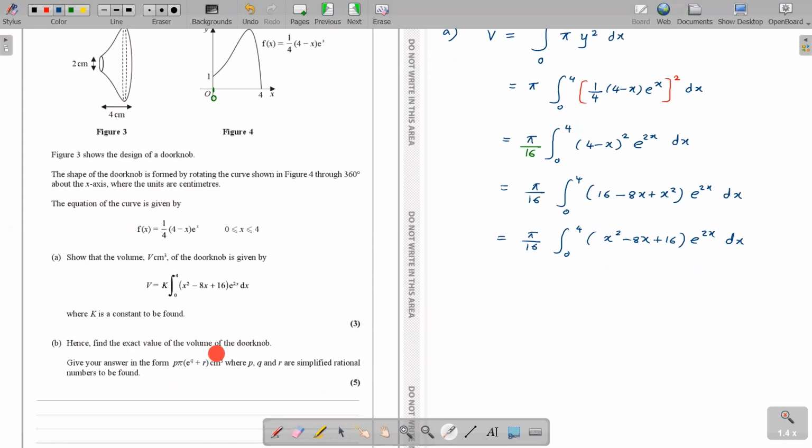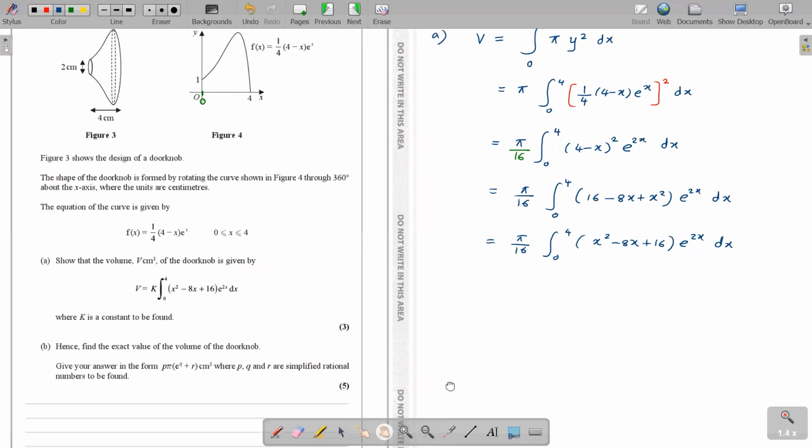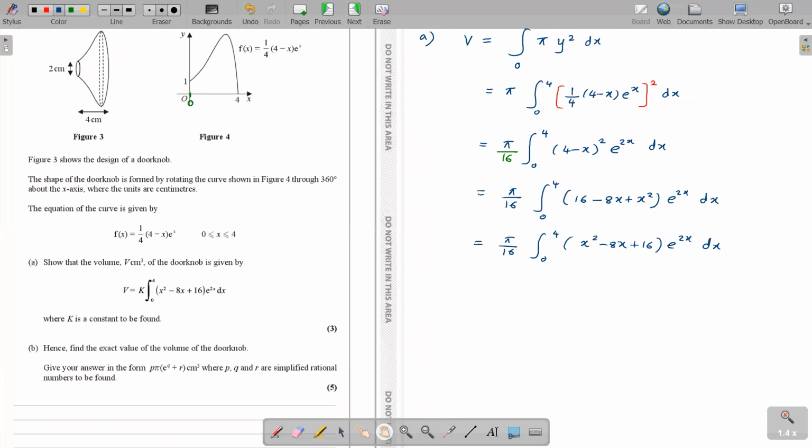Hence, find the exact value of the volume of the doorknob. Give your answer in the form given, where P, Q, R are simplified rational numbers, meaning they are all fractions. So how do we integrate this? How do we get started with the integration here? Let's think about this for a moment.